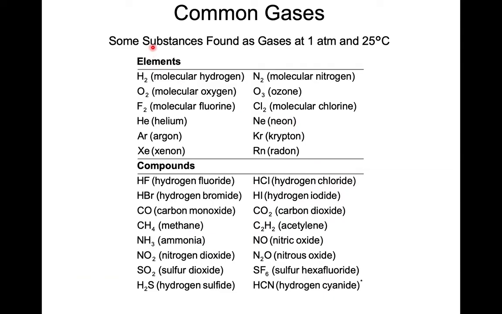Here's just a list of common gases, and I should mention that these are gases at 1 atmosphere and 25 degrees C. So under normal laboratory conditions, we would expect all of these to be gases. The ones we talked about that are elemental forms, as well as a good number of molecular gases such as carbon monoxide, carbon dioxide, methane, ammonia gas.